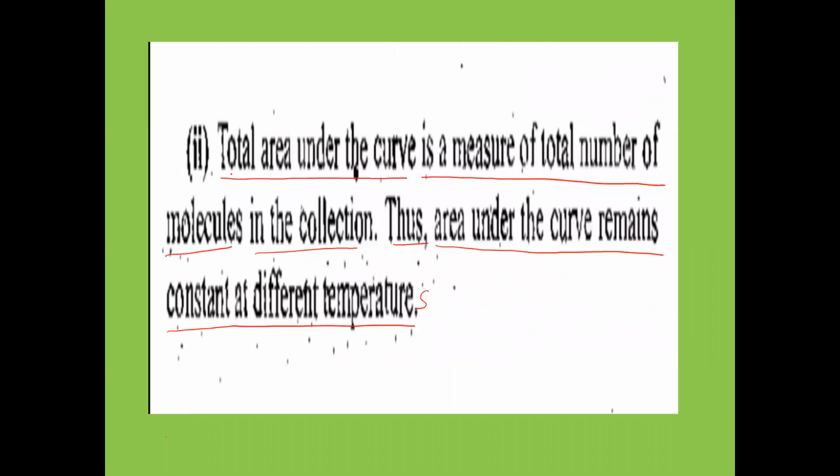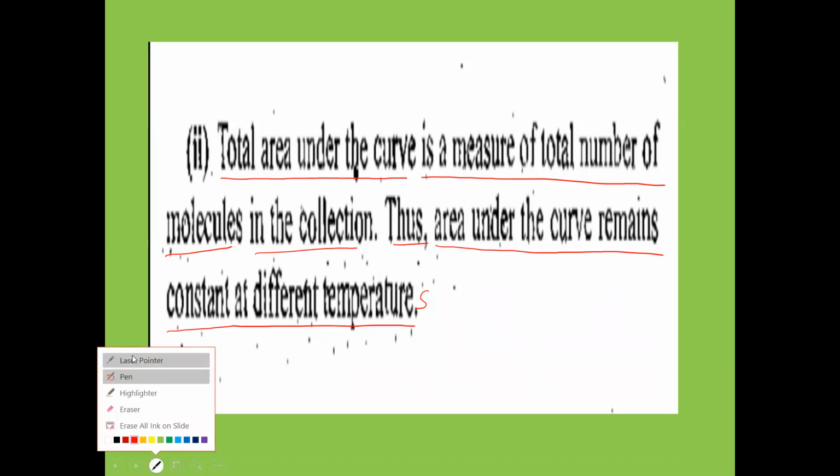Now, once again, see the second point. Total area under the curve is a measure of the total number of molecules in the collection. Thus, the area under the curve remains constant at different temperatures. At different temperatures, the area under the curve will remain constant. Is that clear? So that is the point we mainly have to understand here. Next.